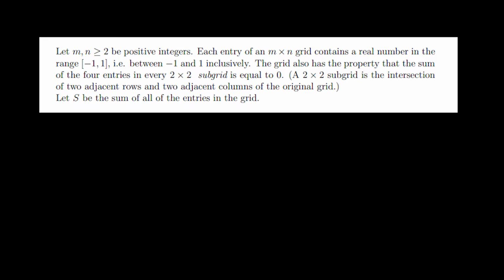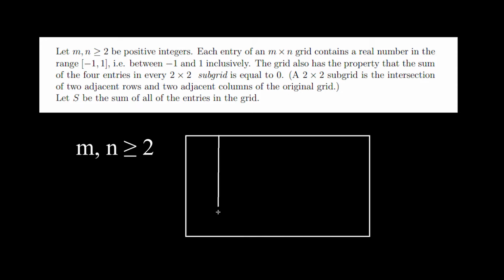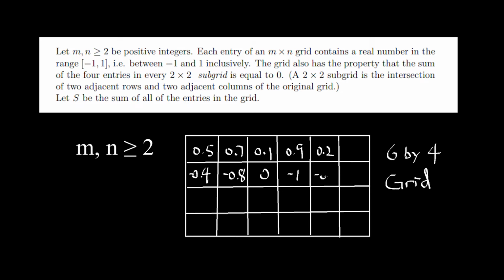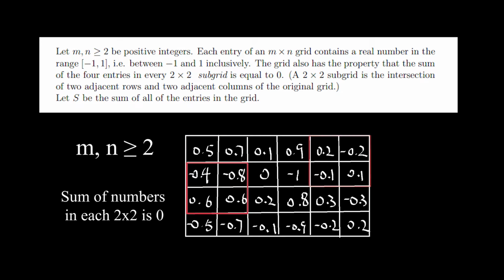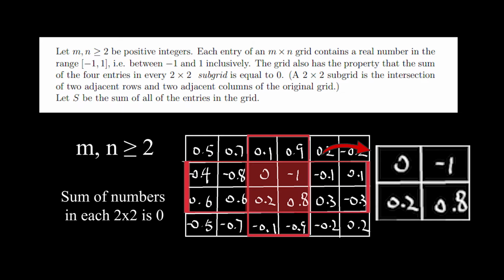So our problem goes, let m and n both be positive integers greater than 2. Each entry of an m by n grid contains a real number in the range between -1 and 1 inclusively. Here's an example of how you could fill out a 6x4 grid. The grid also has the property that the sum of the 4 entries in every 2x2 subgrid is equal to 0. A 2x2 subgrid is the intersection of 2 adjacent rows and 2 adjacent columns of the original grid, which is just something that looks like this.